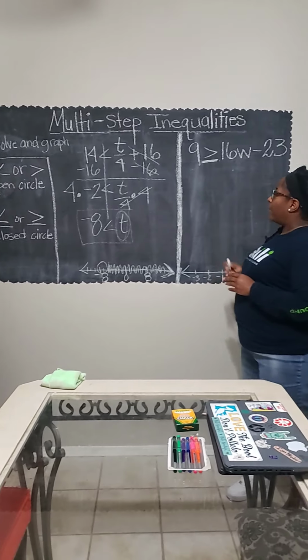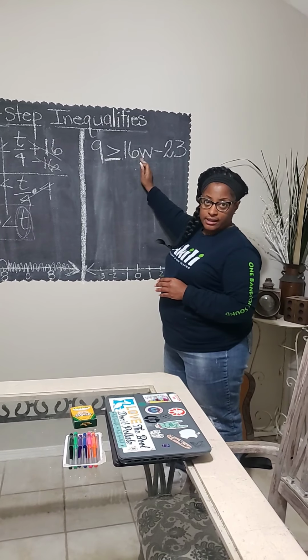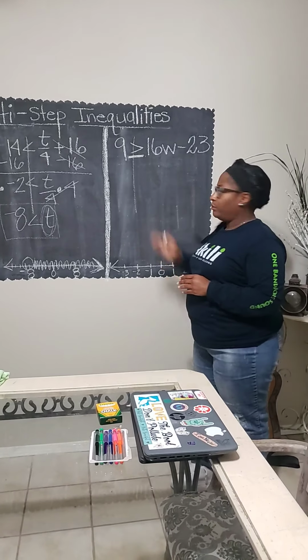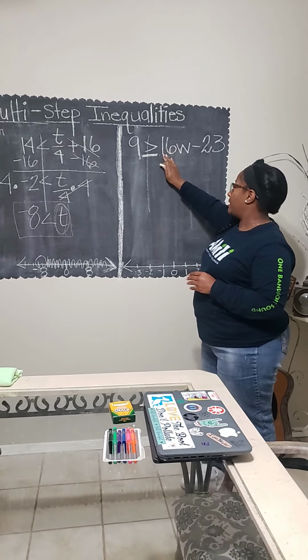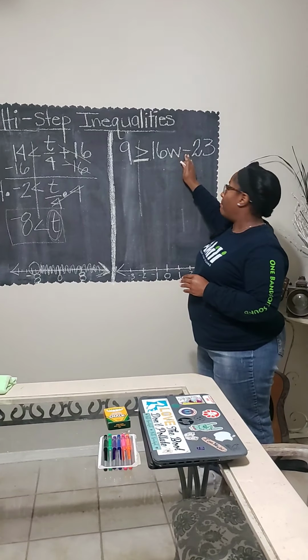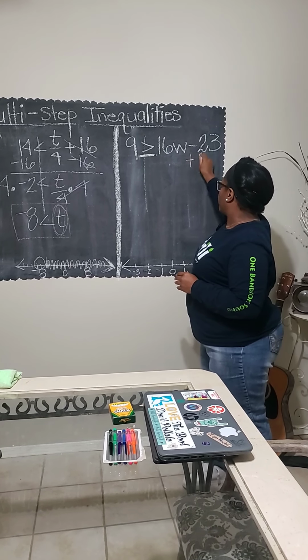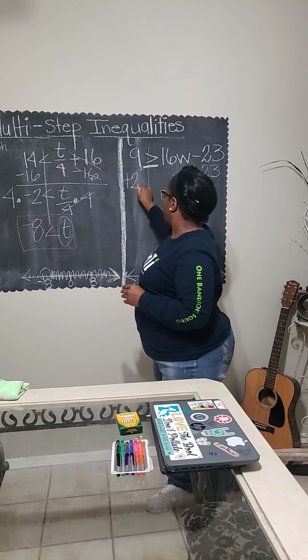For our next problem, we have 9 is greater than or equal to 16w minus 23. Split my problem in two. I'm working on the side of the inequality that has the variable. I see 16 times w minus 23. The inverse of subtraction is addition. So I'm going to add 23 to both sides.